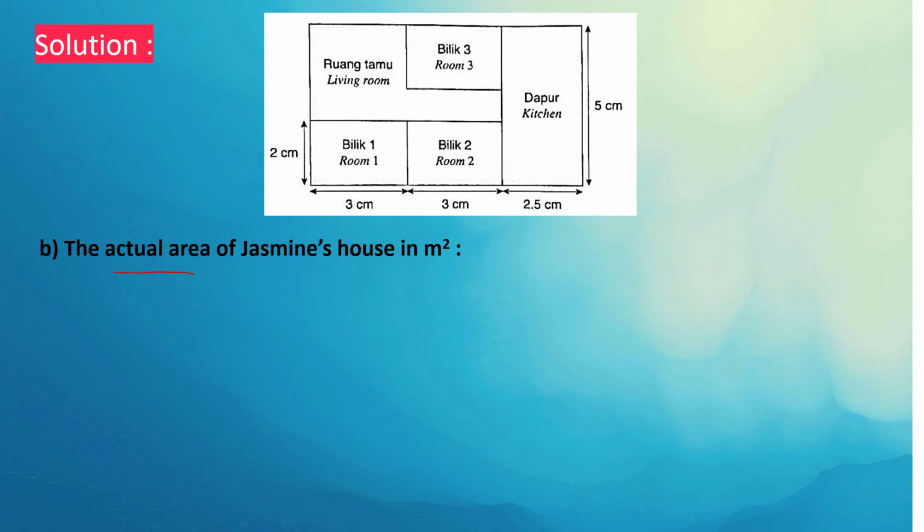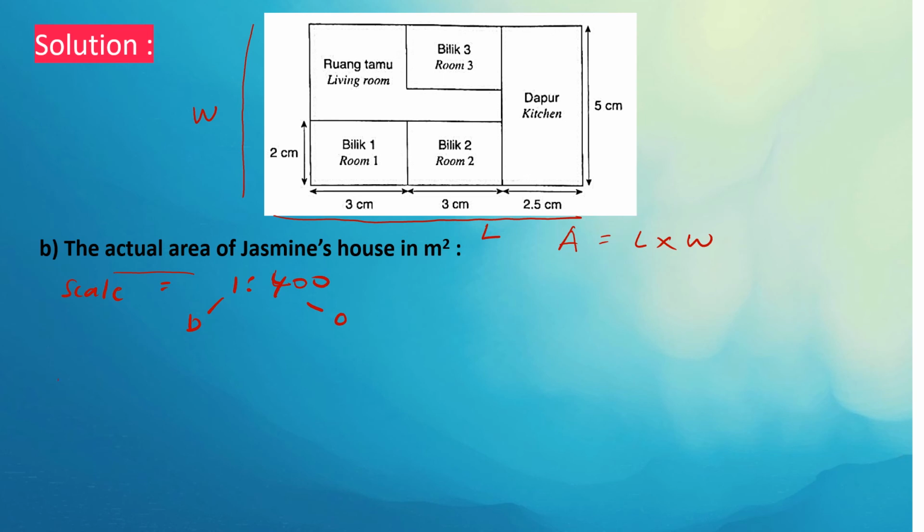Okay, right? So B, the actual area of Jasmine's house. You know that the area for a rectangle is length times width. So for this one, let's say this is the width, and this is the length. So the actual area, what you do is you write the scale first. The scale just now you found is 1:400. This is the drawing, this is the object, meaning the actual one. So the actual one is 400, meaning you have to times by 400.